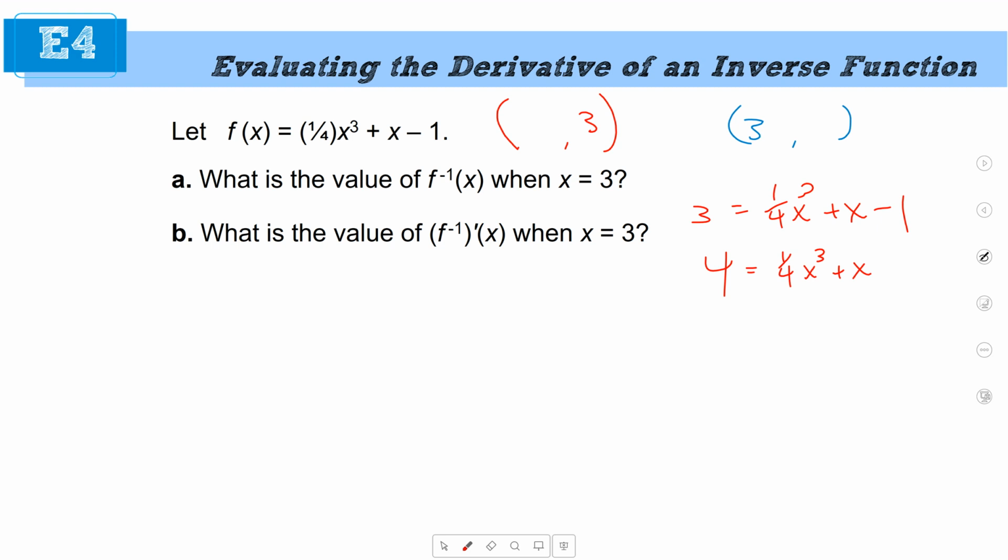All right, now what do we do? Let's cheat. Get out your calculators. Graph 1/4 x cubed plus x minus 1. And figure out what x value is going to give you a y value of 3.